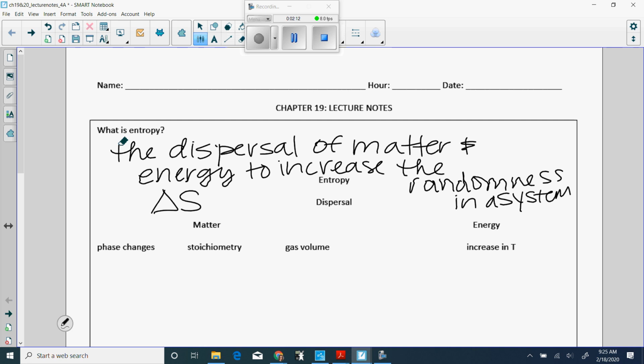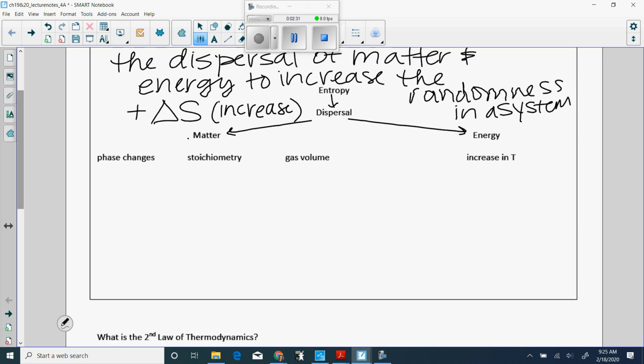The letter for entropy is S. If we increase the entropy, it's a positive S. If we decrease it, it would be a negative S. Okay? The way I know is I'm going to look at 2 different things. I'm going to either look at the matter, so meaning solid to a liquid to a gas. That would all increase my entropy.